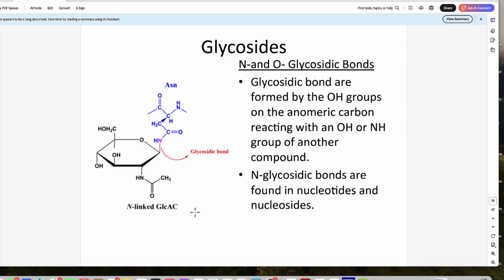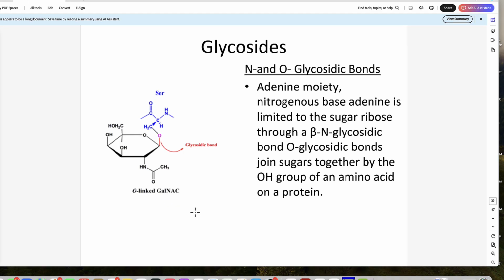Glycosides, okay? The hydroxyl group on the anomeric carbon of a monosaccharide can react with a hydroxyl group or an amine group of another compound, and together they form a glycosidic bond. So the amine group of one molecule and the hydroxyl group of another can form a glycosidic bond. Hopefully something comes to mind from genetics when you hear that. The N-glycosidic bonds are found in nucleotides and nucleosides.